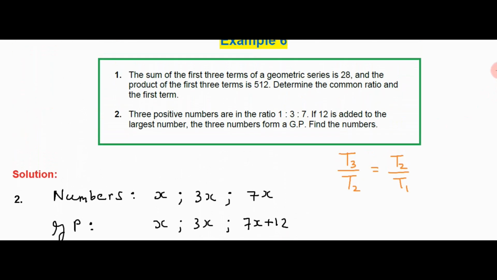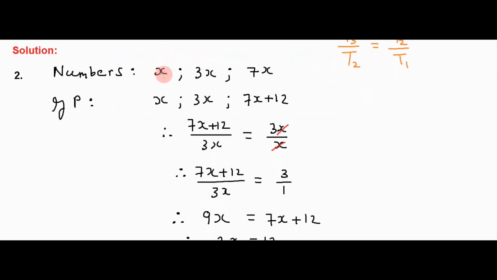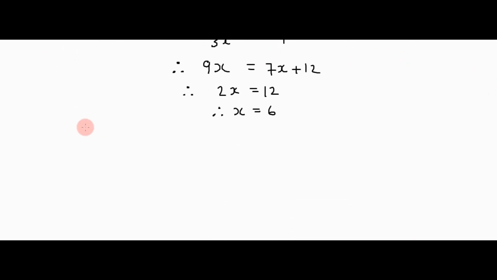Now it said, find the three numbers. So we've got the first number x, the second number will be 3x, and the third number will be 7x. So our numbers then will be x, then 3x, so 3 times 6, and then 7x, 7 times 6. So it will be 6, 18, and 42.